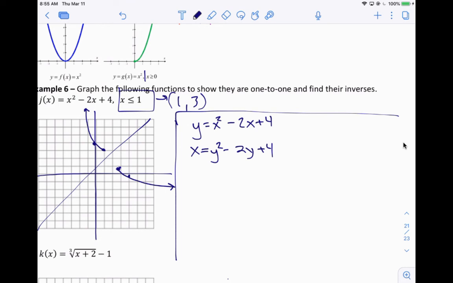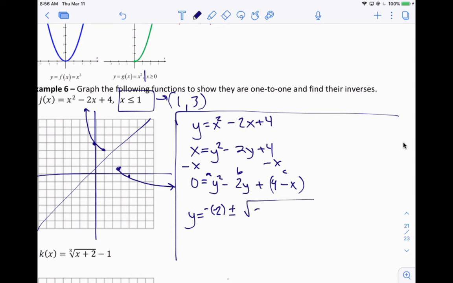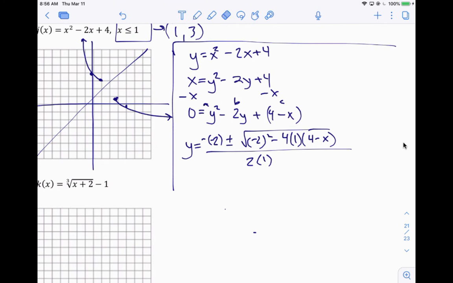But it doesn't equal 0 yet. So first, I have to remove the x, and then I'm going to look at this 4 minus x as the c term. So if you recall, quadratic, we've got a, b, and c. We're going to do y is equal to negative b, which is 2, plus or minus the square root of negative 2 squared minus 4. A was 1. C is now this binomial term. So we're just extending the idea a little bit, all over 2a.